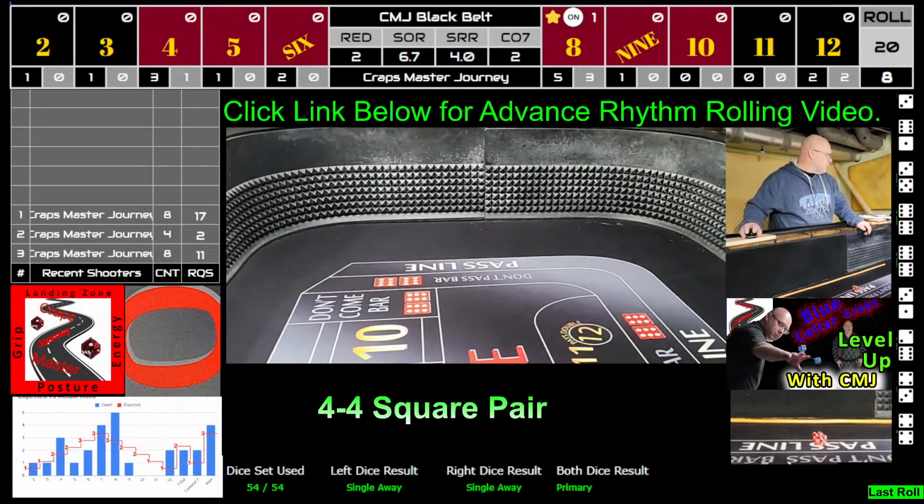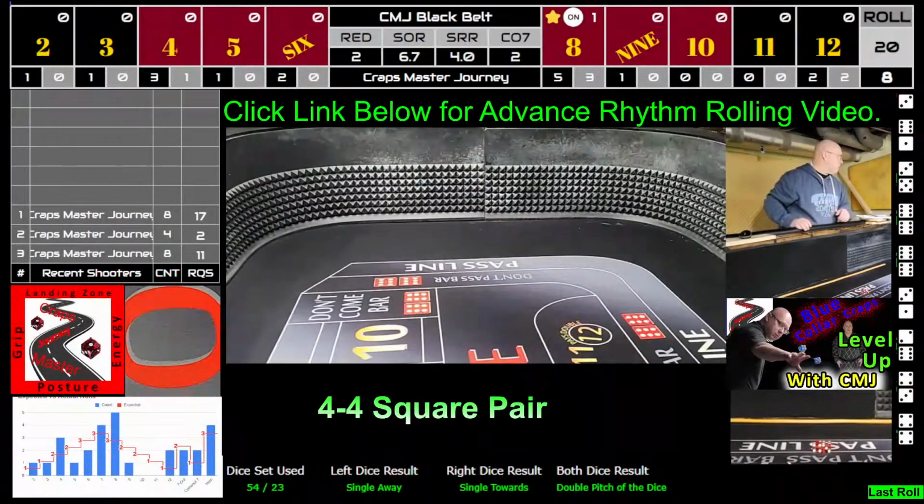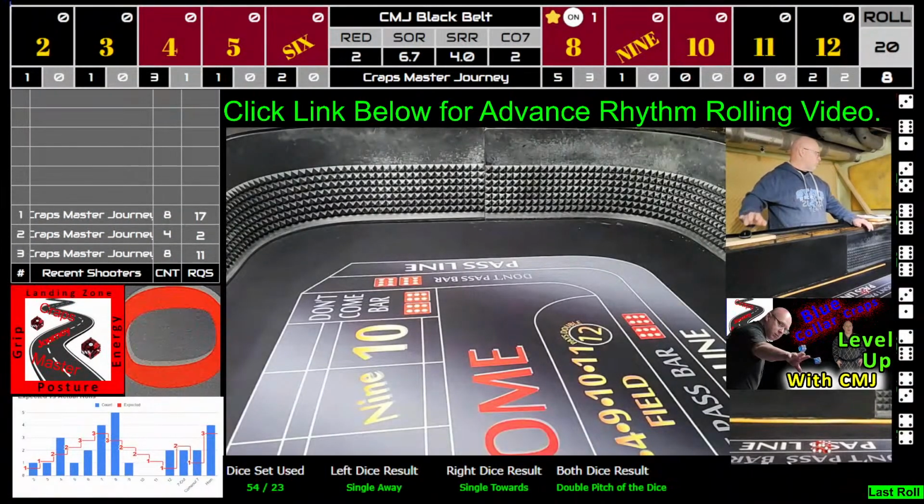And that was the wrong dice set that I put in there, so let's change that dice set. That's a double pitch, by the way, of the dice. There we go. That's a little bit better. 5, 4, 2, 3 is the set. We're on the 8. All of our bets are turned back on. And we'll go dice out.